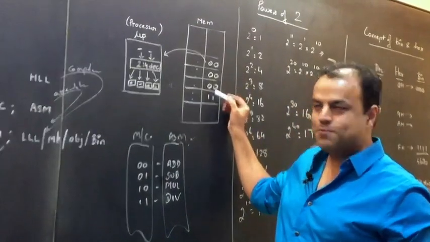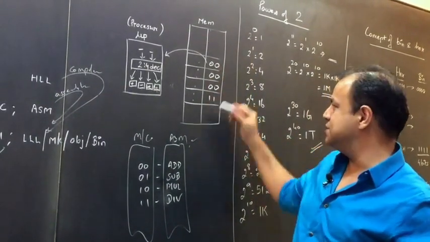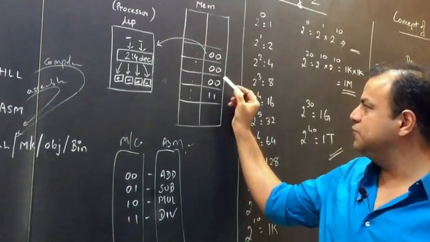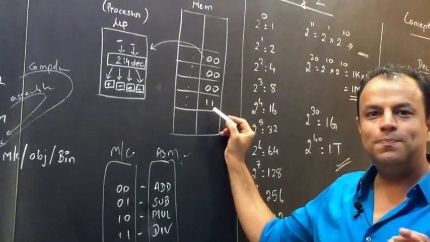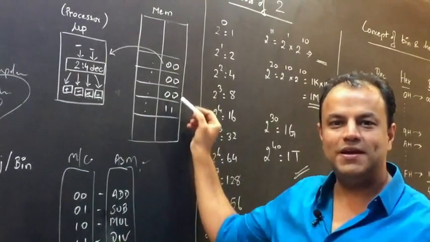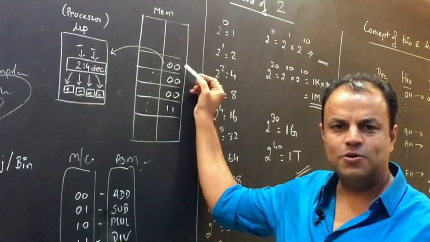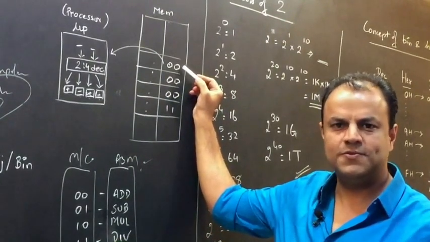So, this is my program stored in the memory at different locations. These are addresses. This is my program: 0, 0, 0, 0, 0, 0, 1, 1. Can you please read it aloud and say what my instructions are? Say it loud. Doesn't matter if anybody is looking at you. Come on. What are these instructions? Loud.